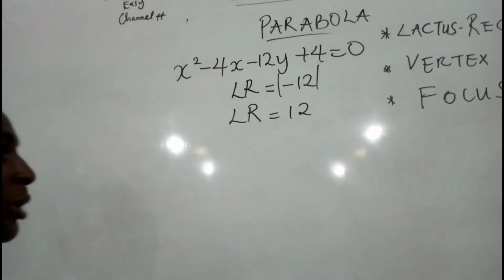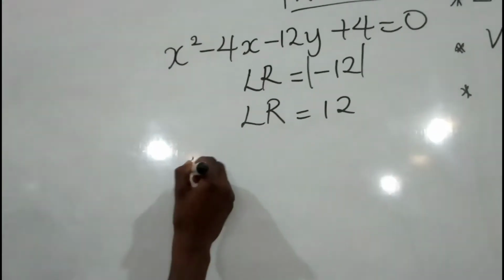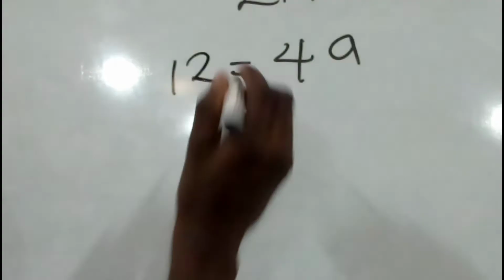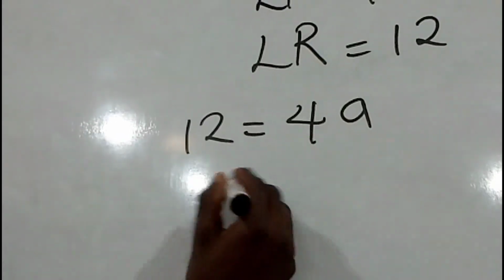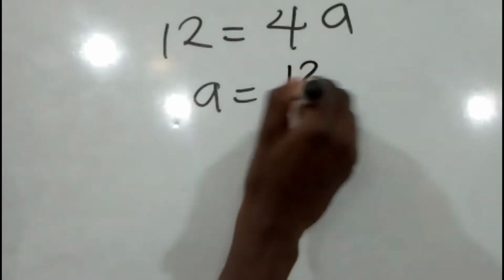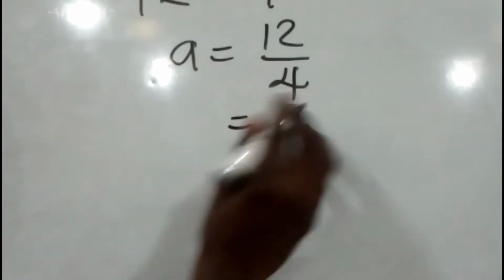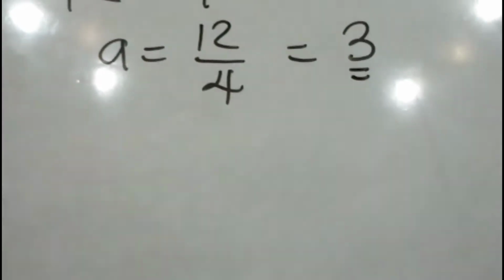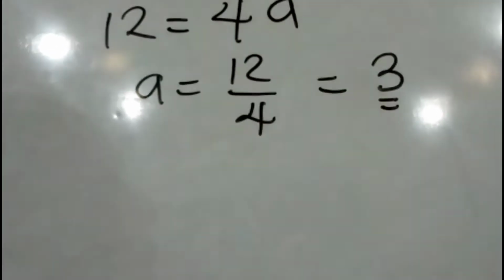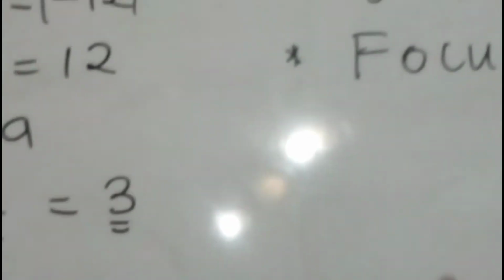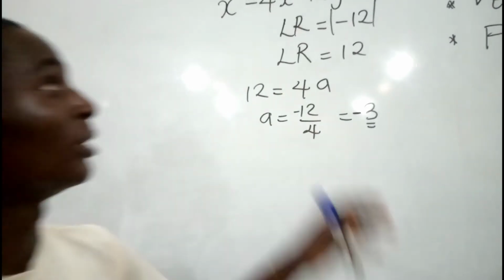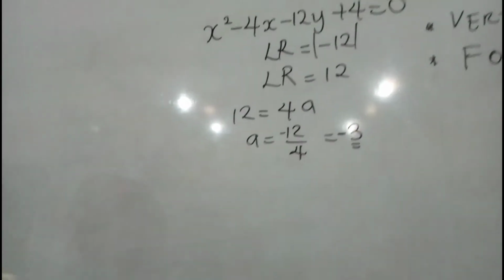Now we know from the equation the latus rectum is equal to 4a, and our latus rectum is 12. Now we want to look for a. A will be equal to 12 over 4, which finally gives us 3. So we are going to make use of this a while solving for the vertex and the focus. Now this is all about the latus rectum. Now let's go to the vertex.